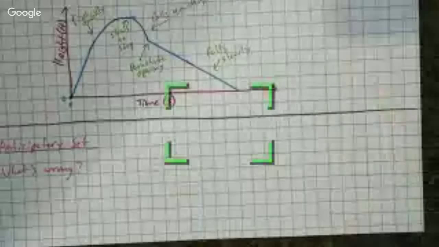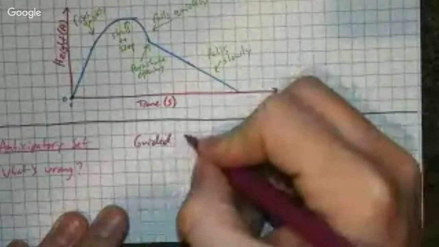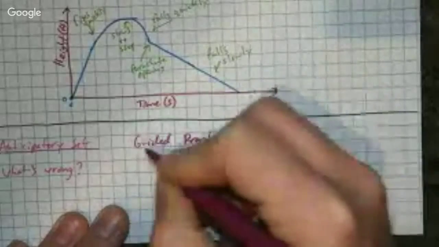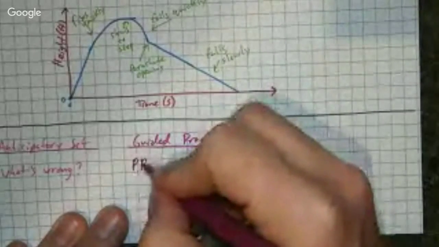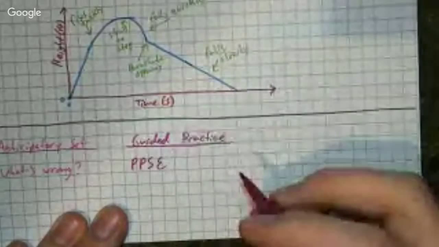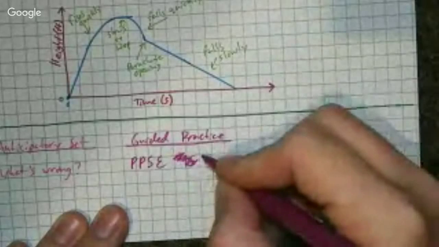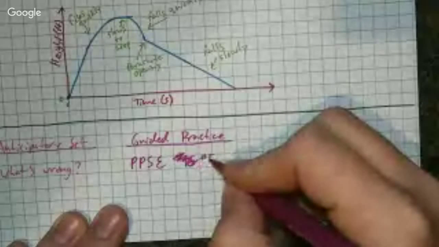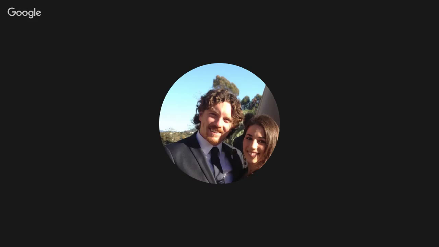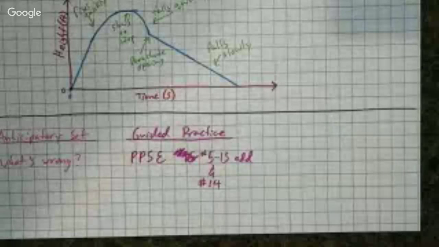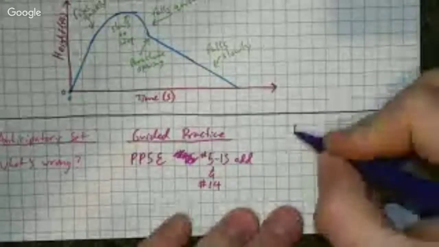Let's go ahead and talk now. We'll get our guided practice. And our guided practice is going to be our PPSE, and you're going to do number 15. Oh, I'm sorry. No, you're going to be doing number 5. Number 14. You can do number 14 as well. Once you're done with that, you can go ahead to your independent practice.